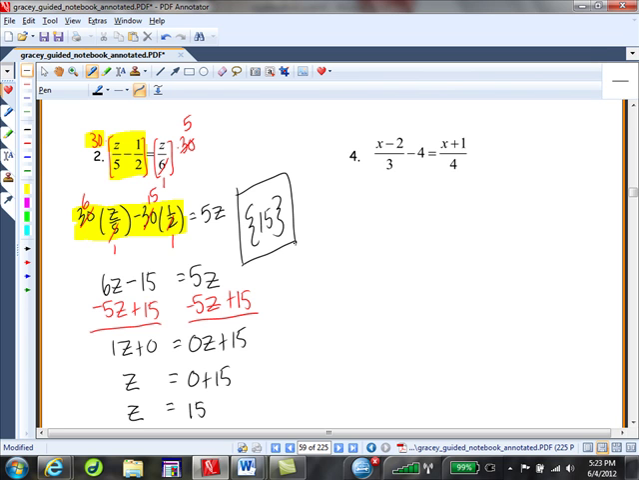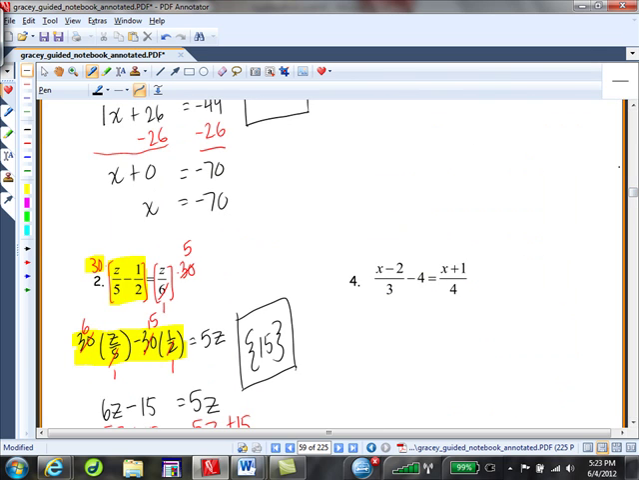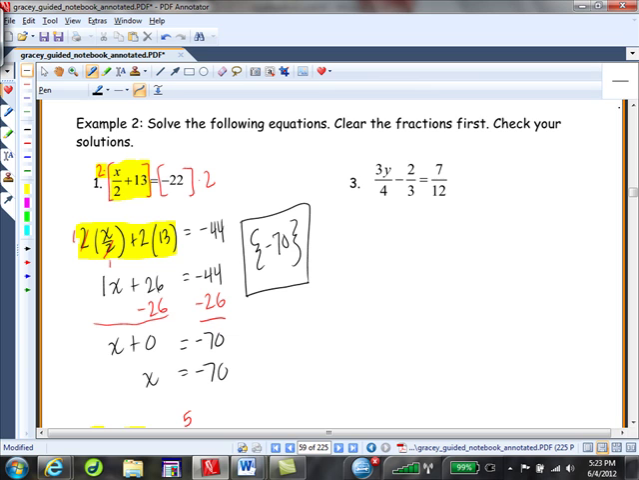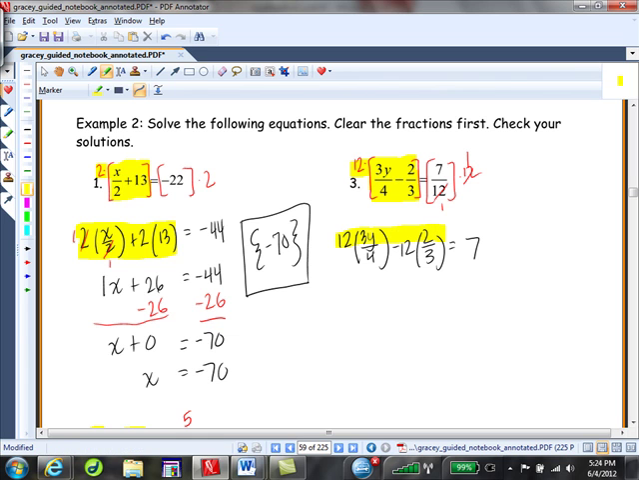All right, let's see how you did on numbers 3 and 4. Okay, so for number 3, I'm looking at this 4, 3, and 12. The smallest number that they all divide into is, you got it, 12. So we need to use, what was that law called? Good, the distributive law, or property. On that side, we will get 12 times 3y's over 4 minus 12 times 2/3 is equal to, now on this side, the 12 completely divides out and we'll just get 7. And so here is the result of using the distributive law.